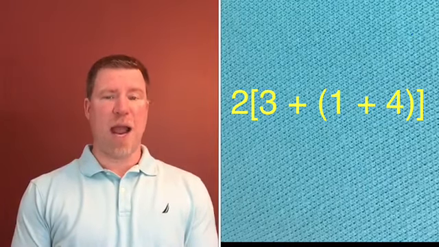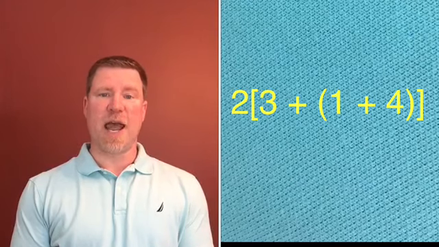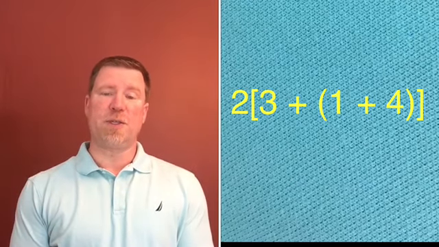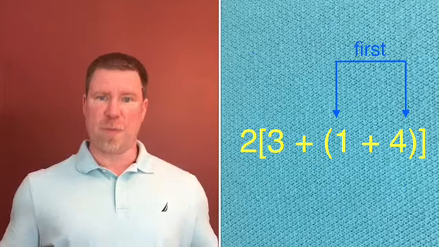In our third example, I have 2 times, and then a set of brackets. Inside the brackets, I have 3 plus, in parentheses, 1 plus 4. That tells me I need to work from my innermost set of grouping symbols first. Kind of like a homicide investigation, in which the focus is always on the people closest to the person, and then the investigation would move outward if necessary. So with multiple grouping symbols, we will move from the innermost grouping symbol to the outermost grouping symbol.